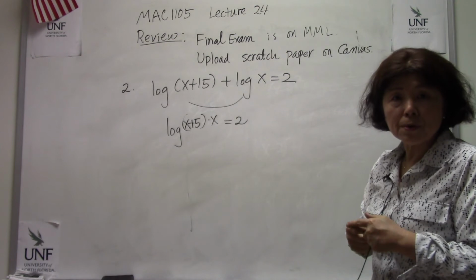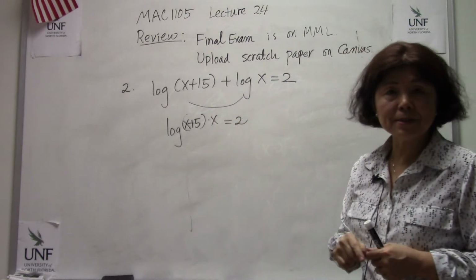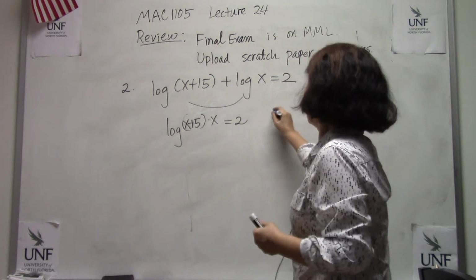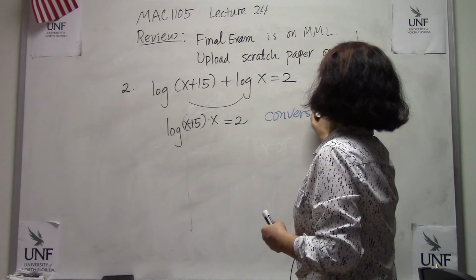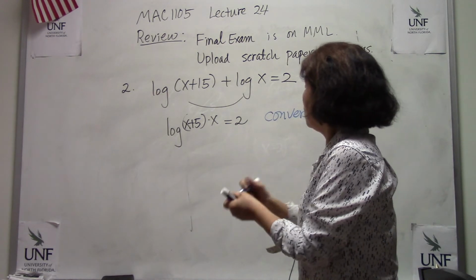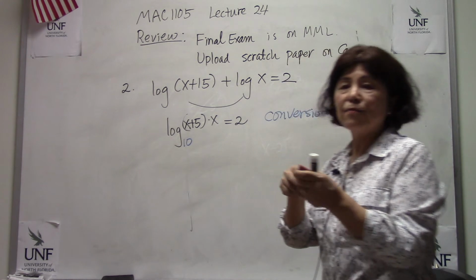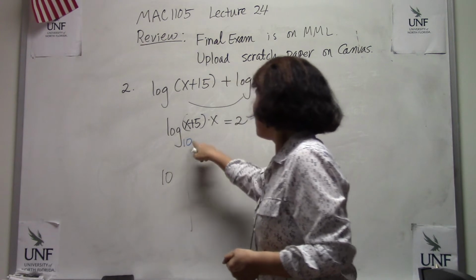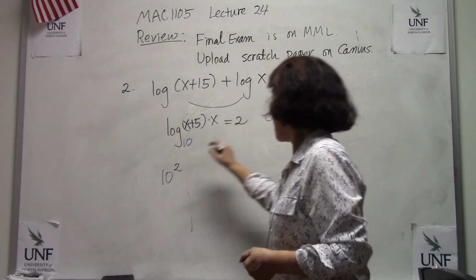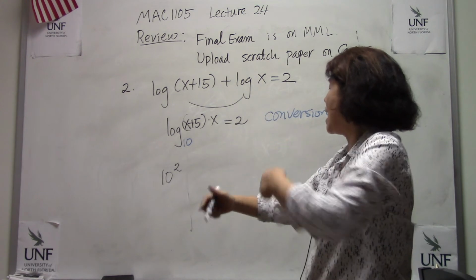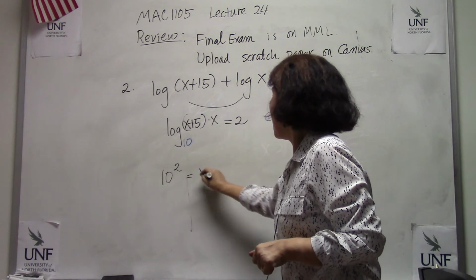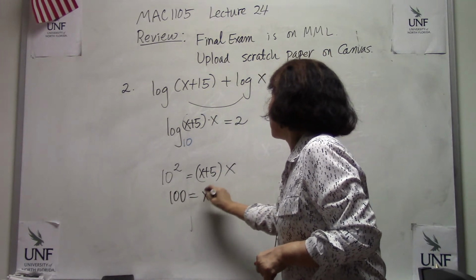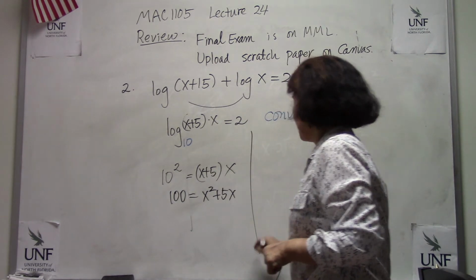So what are you going to do when you do not have a logarithm on the other side? If there is a logarithm, we just compare. Without a logarithm, there is only one way: conversion. So here the invisible base is 10. So what are you going to do? Make the same base 10 to the second power. Bring the 2 to the other side. So 10 to the second power is (x plus 15) times x. So 100 equals x squared plus 15x in short.